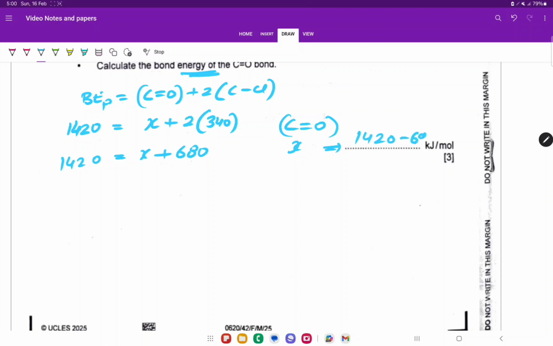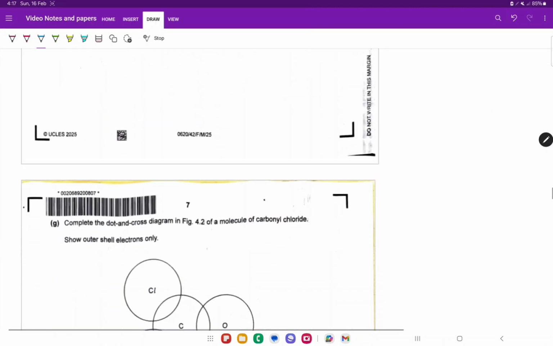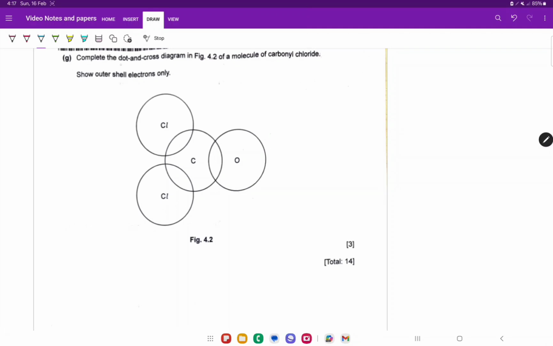1420 minus 680, and that equals 740 kilojoule per mole. This will be the answer for this part. Next part of this question is: complete the dot and cross diagram for the molecule of carbonyl chloride, showing outer shell electrons only.